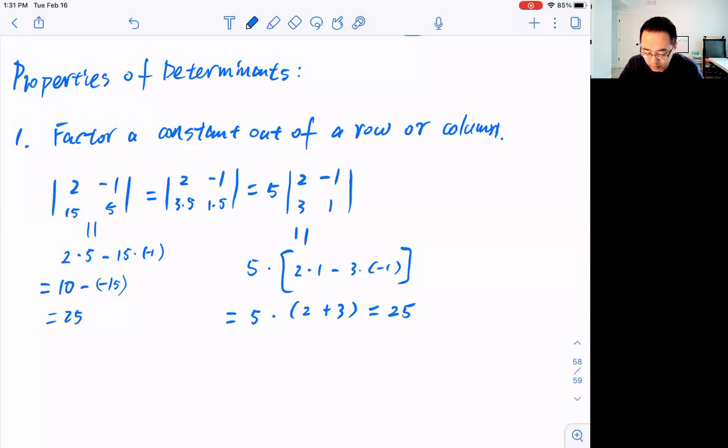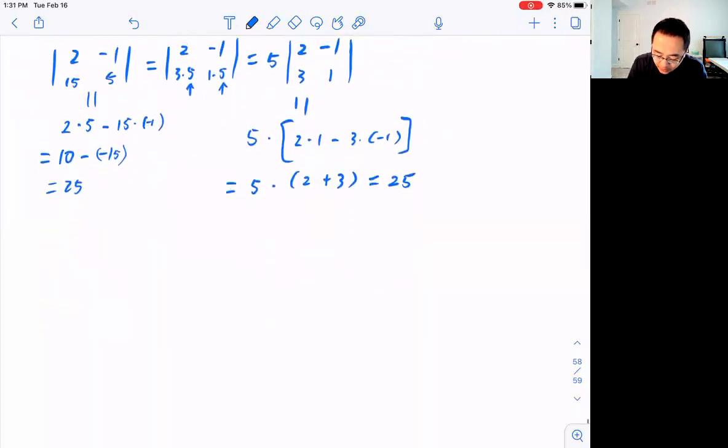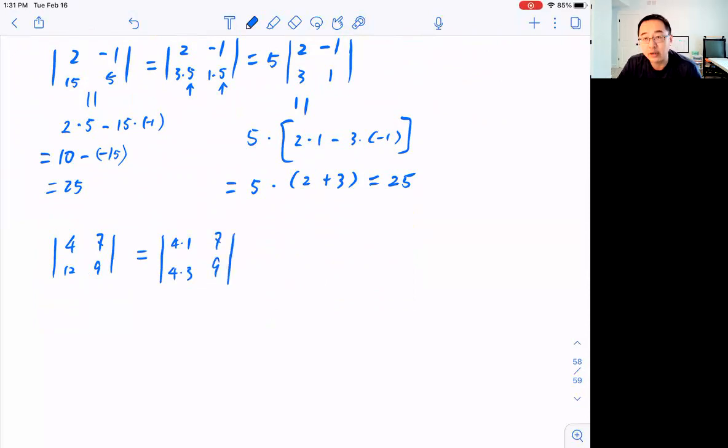So you can pull a common factor out of one row or one column, right? For example, if you have 4, 7, 12, 9, the determinant of that is the same as saying 4 times 1 and 4 times 3, then 7 and 9. So you have a common factor in a column, so you can pull that out as 4 times 1, 7, 3, 9.